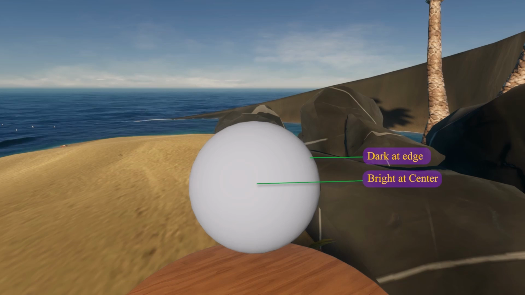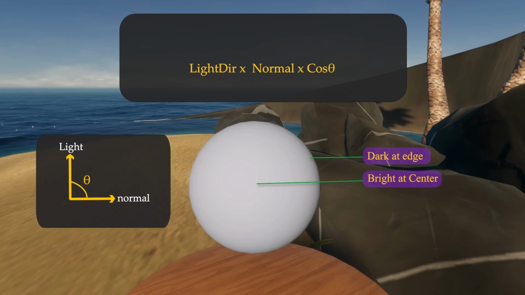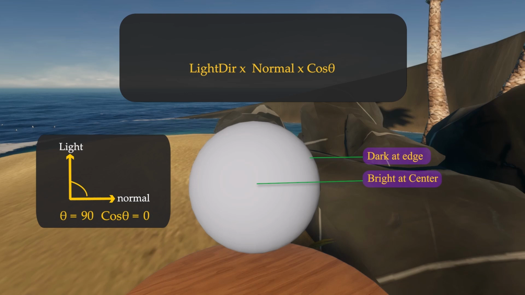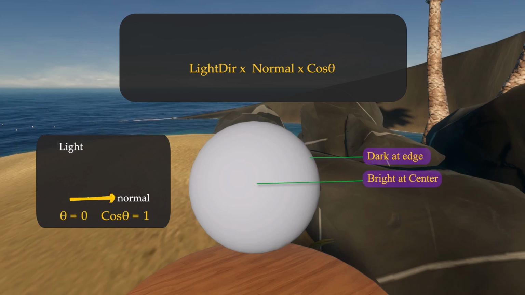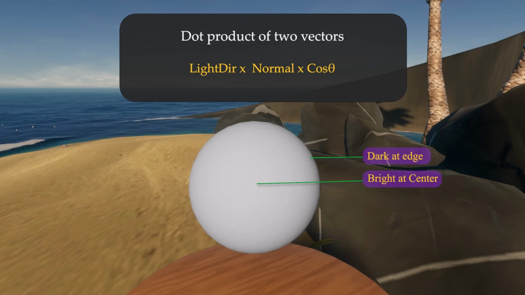This effect can be calculated using the formula: magnitude of the light vector multiplied by the magnitude of the normal vector multiplied by the cosine theta. Here, theta is the angle between the light and normal vectors. When the angle is 0, the cosine of theta is 1, and as the angle approaches 90 degrees, the value approaches 0. This formula is also known as the dot product of the two vectors.